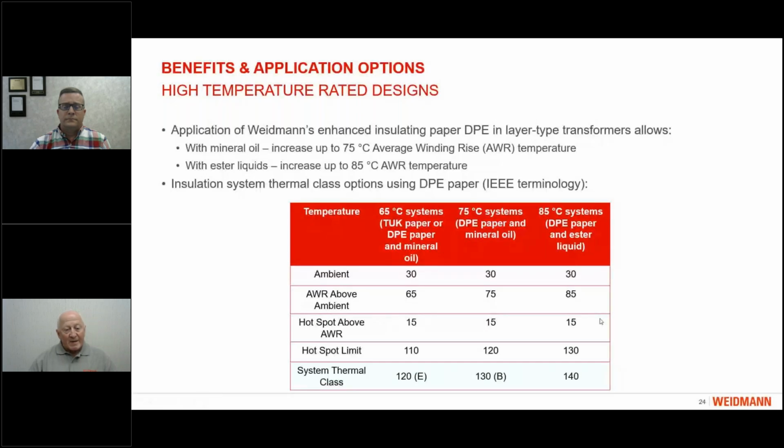Thank you. As we just discussed, the DPE paper allows for higher class insulation systems. In mineral oil, it can result in 75 degrees average winding rise temperature systems, and in ester liquid, we can increase the temperature up to 85 average winding rise. And again, on this slide you see the table where the temperature limits are shown for these different temperature class systems: 65 degree system, 75 degree system, and 85 degree system. The standards that I mentioned actually clearly define what the temperature limits are in order to implement such systems. Next, please.